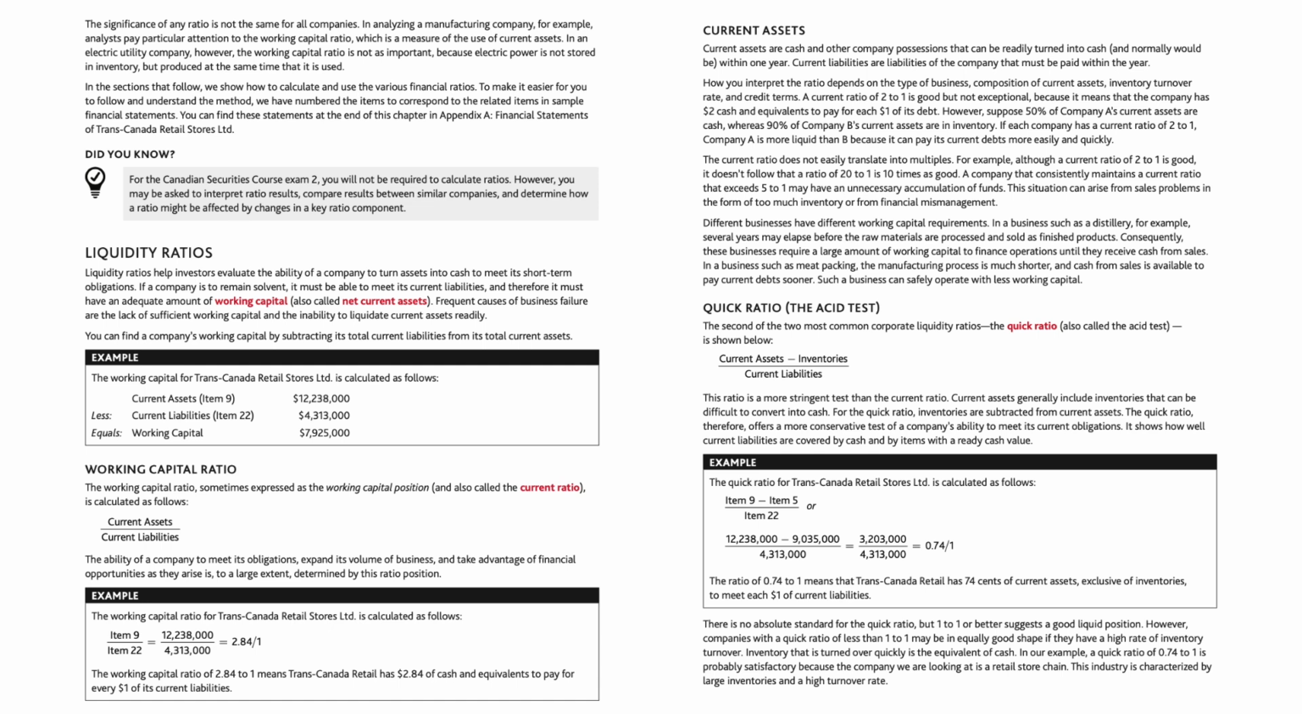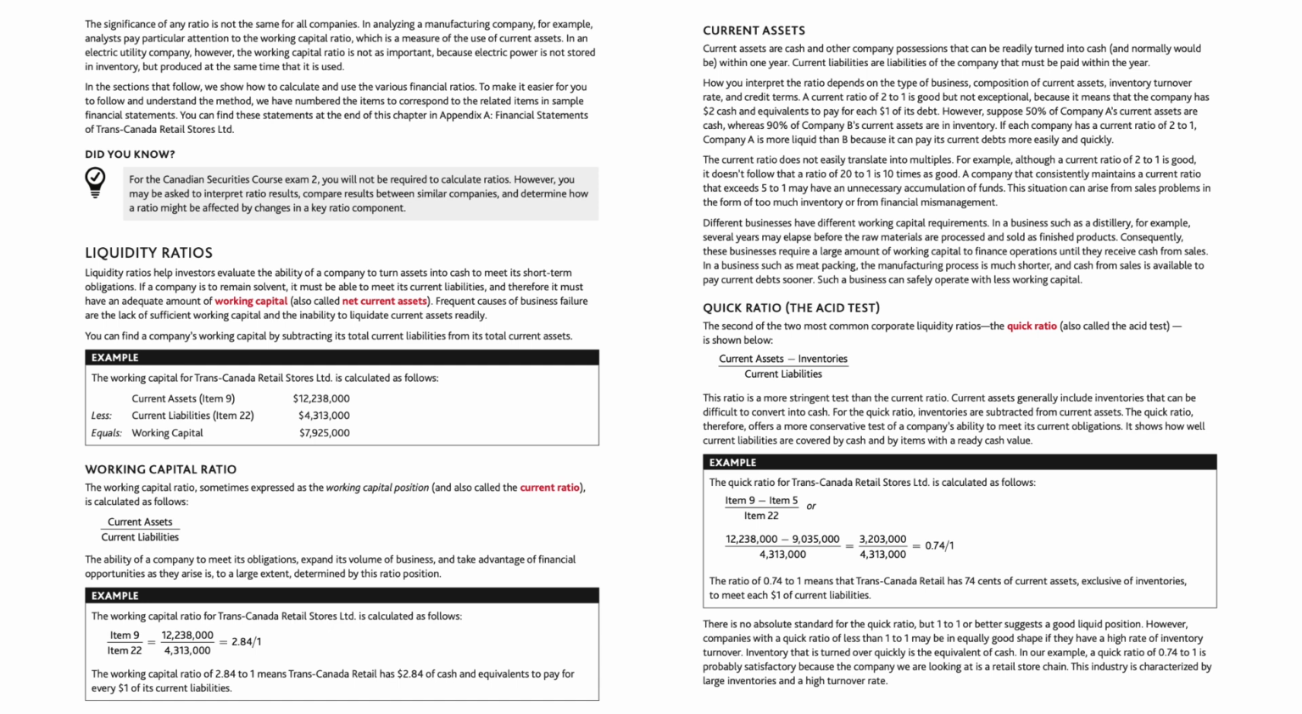In analyzing a manufacturing company, for example, analysts pay particular attention to the working capital ratio, which is a measure of the use of current assets. In an electric utility company, however, the working capital ratio is not as important because electric power is not stored in inventory but produced at the same time that it is used.